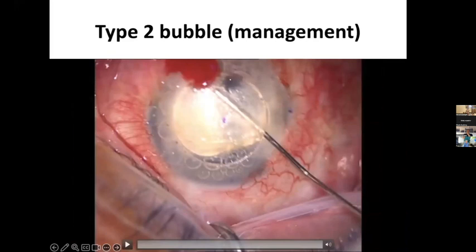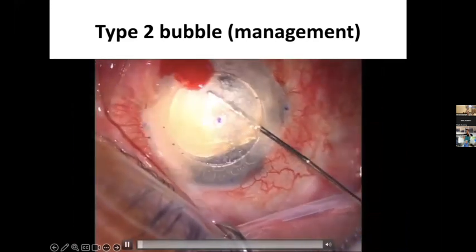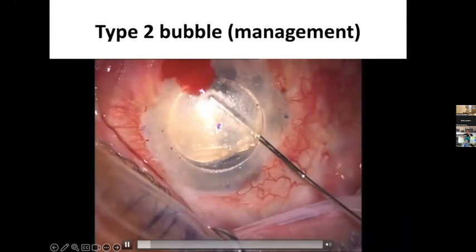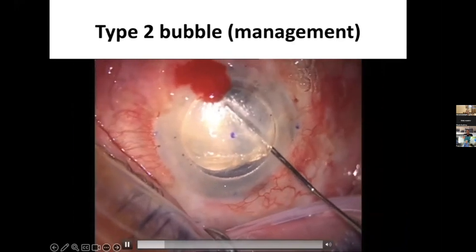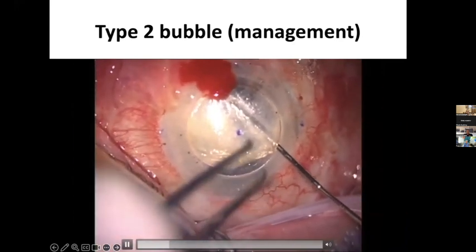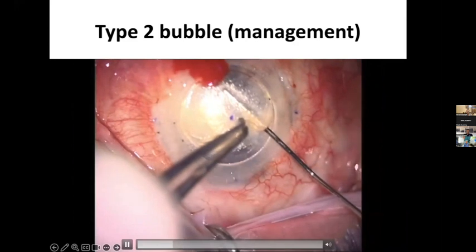This is a case of post-chemical burn and stem cell transplantation. Injecting air, you will find that a type 2 bubble is formed, with the bubbles in the anterior chamber displaced in the periphery, and the formed bubble reached till the limbus.